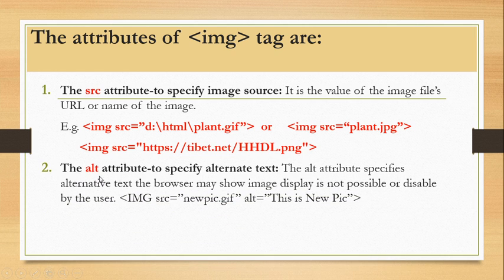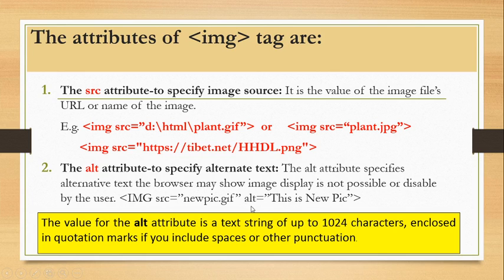And the second attribute is alt. It stands for alternate text. It means when the image is already inserted in the web page, due to some reason the image is not able to display on the web page, at that time this text will display instead of the image. That's why it is called alternate text. So in the value of the alt, alternate text, you can write up to 1024 characters.